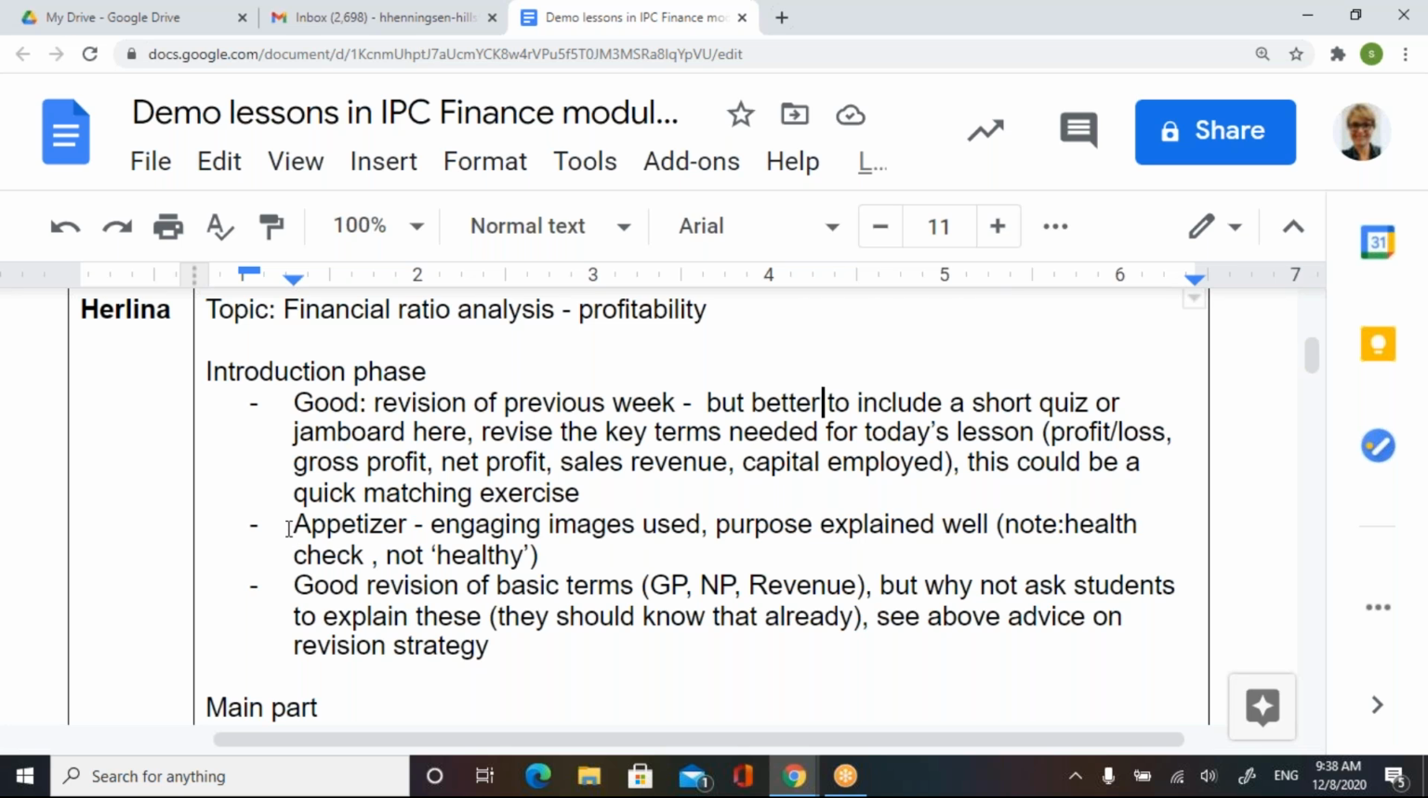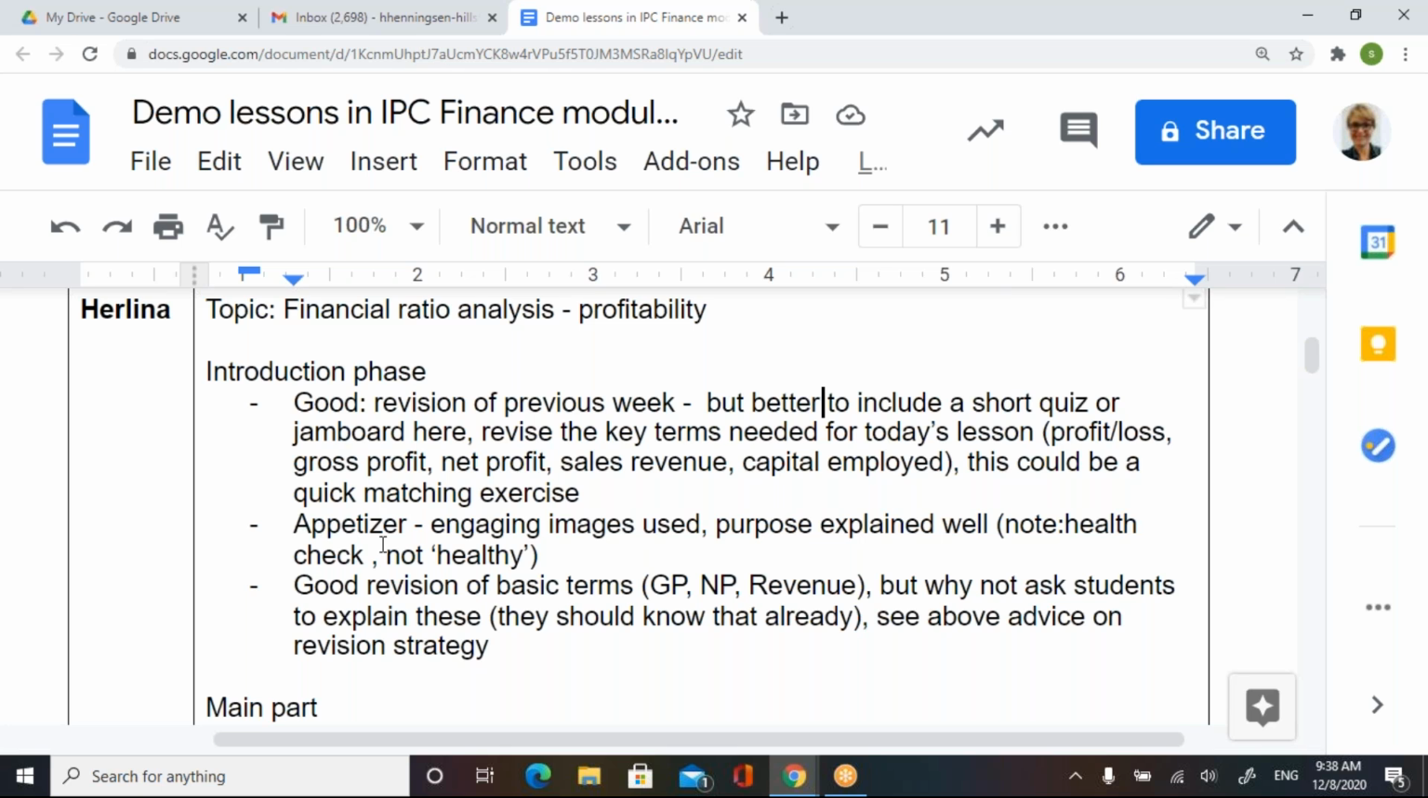I've always called that an appetizer. I don't know, are you familiar with the term? It's basically, an appetizer is when you have a meal. It's a little bit of food that sort of gets you in the mood for the rest of the meal. So I think it's a term that's quite commonly used for getting the students switched on and getting them sort of into the lesson.